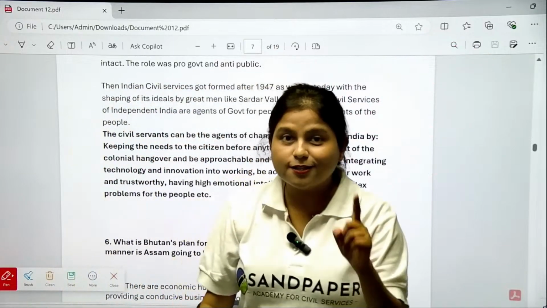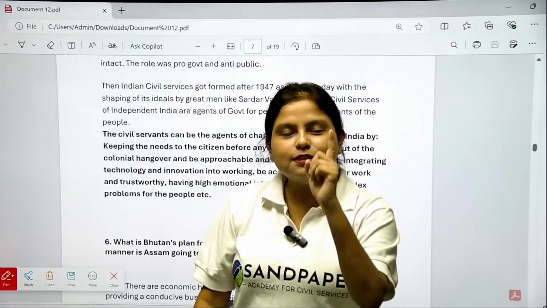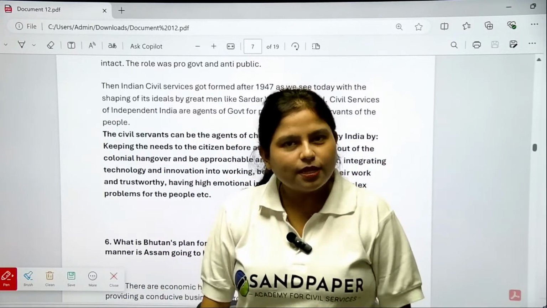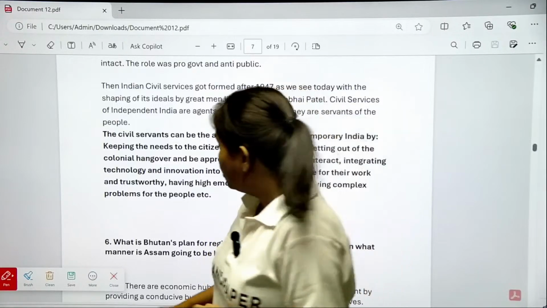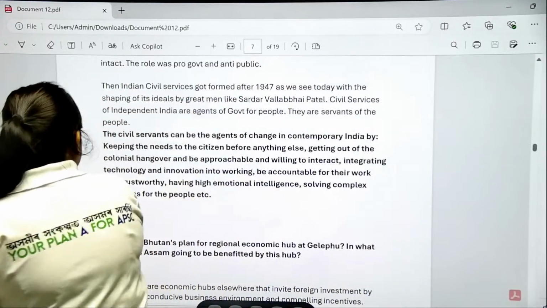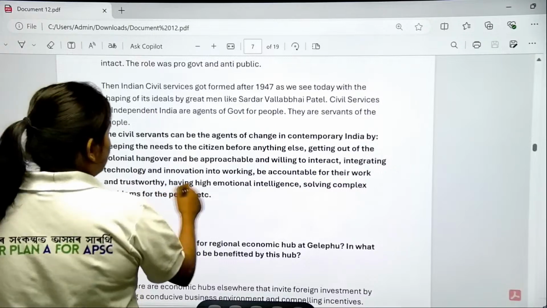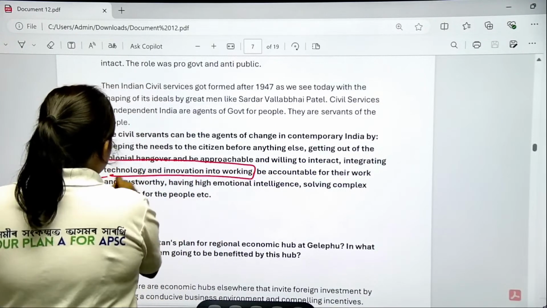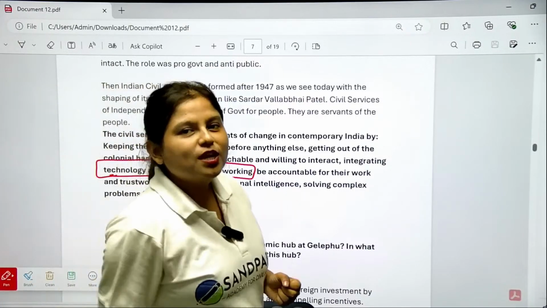Now a visiting card has so many influences, it happened. That is the power of a civil servant. So he was a harbinger of change in the contemporary world. So that is what? That is innovation. That is innovation. Technology and innovation into working. We have to usher in newness inside the system.